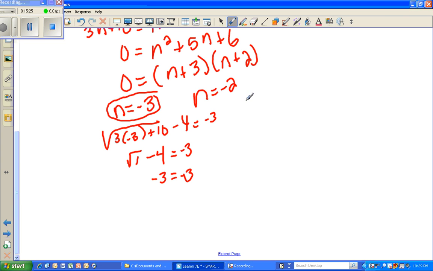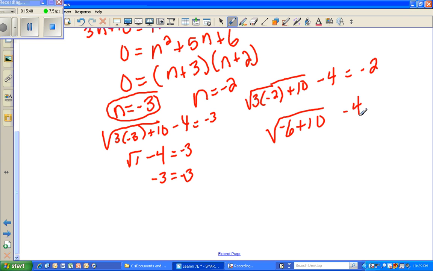And then we're going to check this one. You're going to get the square root of 3 times negative 2 plus 10, all under the radical, and then minus 4, and that should give us negative 2. Negative 6 plus 10 gives you 4. So 2 minus 4 is negative 2, so this guy works also. So this is a case where you actually get to keep both answers because they both checked.